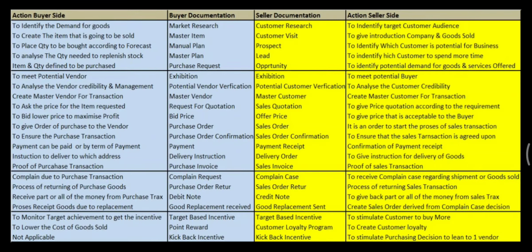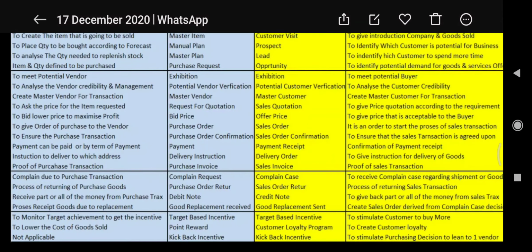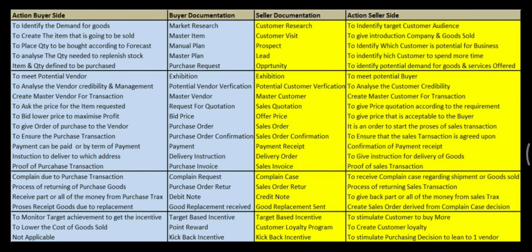The customer, of course, will then give you a purchase order confirmation. After it's done, we have to give sales order confirmation to the customer. And then if it is a cash basis transaction, the customer has to pay and we receive the payment before we process the delivery of the goods. Once the goods are delivered, it is right for us to give a sales invoice.